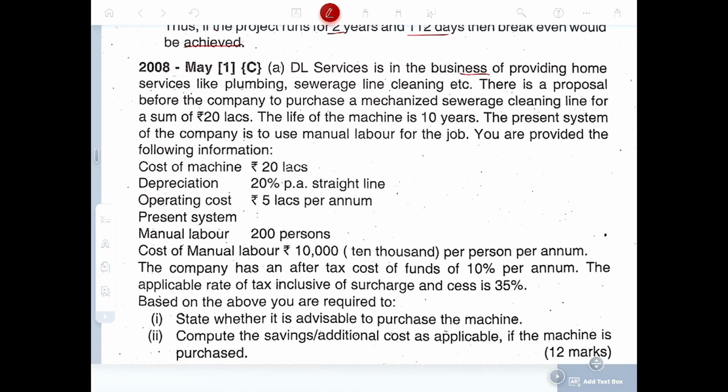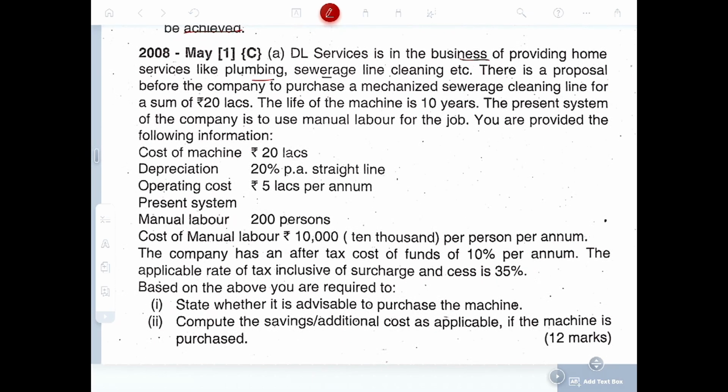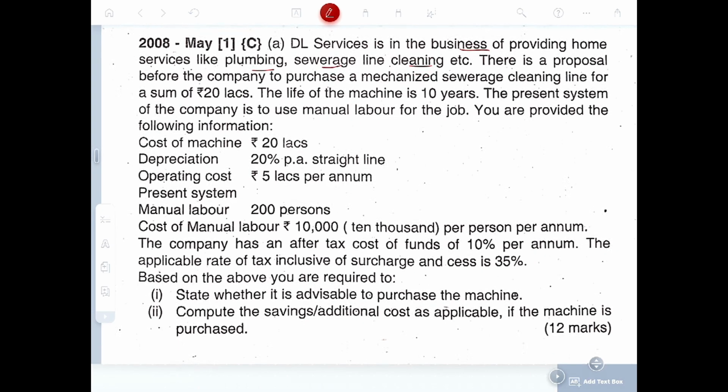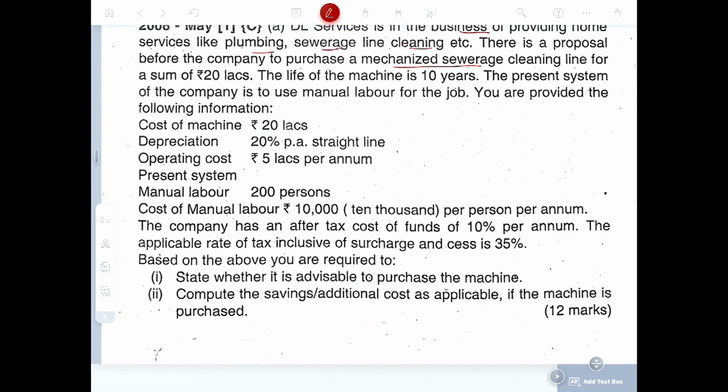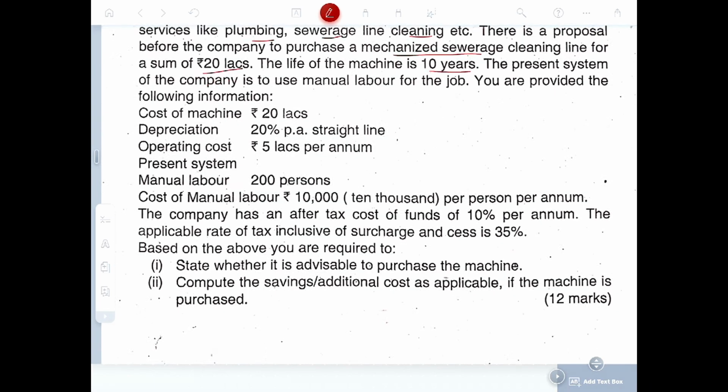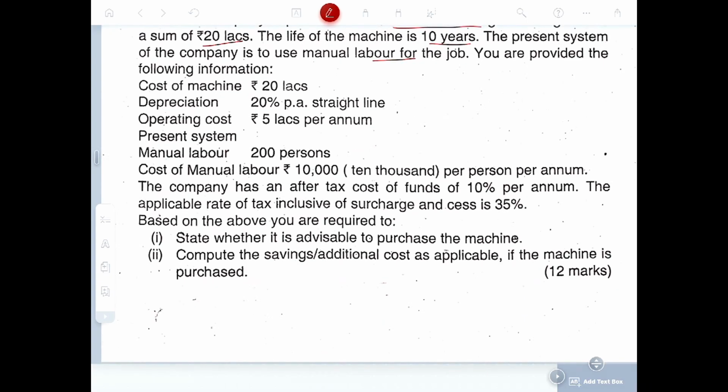DL service is a business providing home service of plumbing, sewage, and cleaning. There is a proposal before the company to purchase a mechanized sewage cleaning machine for 20 lakhs. The life of the machine is 10 years. The present system of the company uses manual labor. Cost 20 lakhs, depreciation 20 percentage.